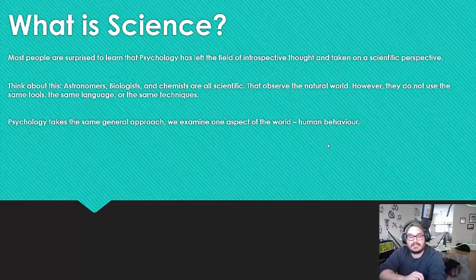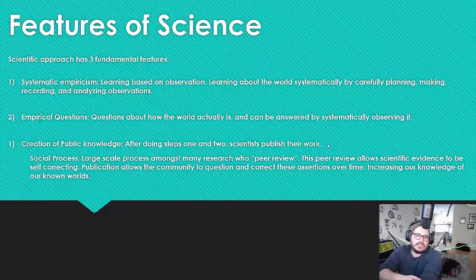Psychology takes the exact same general approach, except we explore one aspect of the human world, and that is human behavior. So the scientific approach actually has three fundamental features. The first feature is systematic empiricism. Basically, it's learning based on observation: learning about the world systematically by carefully planning, making, recording, and analyzing observations. The second is empirical questions, or questions about how the world actually is that can be answered by systematically observing it. And then the third is the creation of public knowledge.